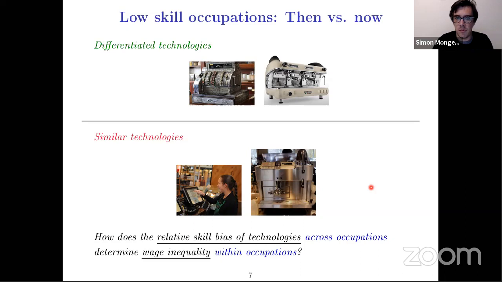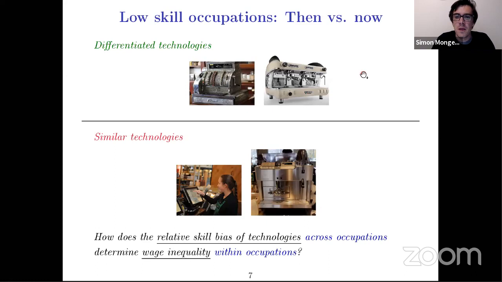So this is how I'm going to fix ideas. I'm going to think about having a coffee shop, and output in a coffee shop is selling coffees to customers. You have two jobs: you've got to make coffees and you've got to do the cash register and sell coffees to customers. Can I move this thing? Aha. Fantastic. Okay.